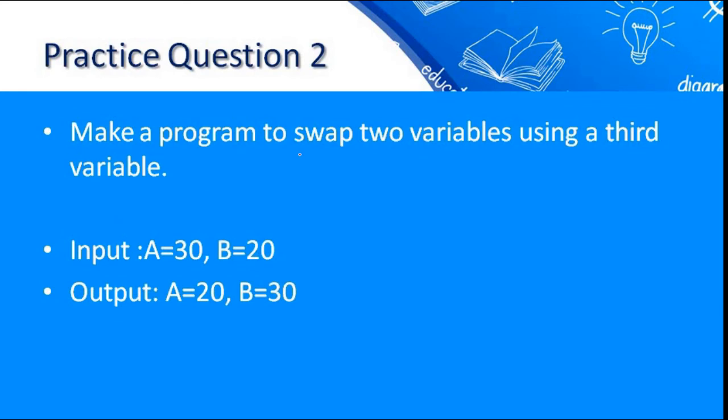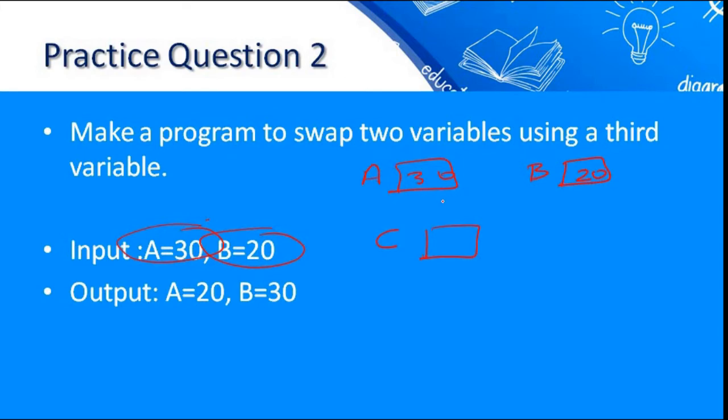So here is the second problem: we have to make a program to swap two variables using a third variable. What does it mean? Basically we have two variables. We have to take as input two variables a and b from the user. So a will contain the value 30 and b will contain the value 20. And by using a third variable c, we have to exchange the values, so that at the end of the program a must contain 20 and b must contain 30.